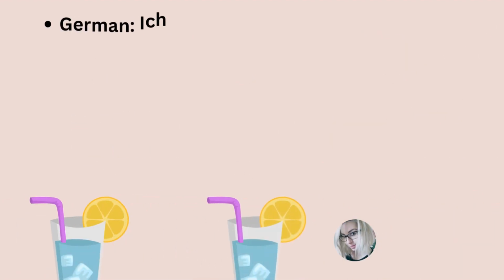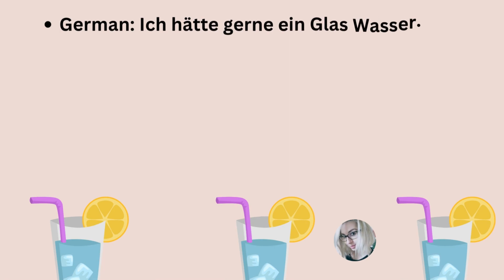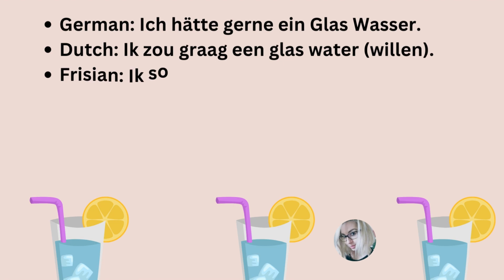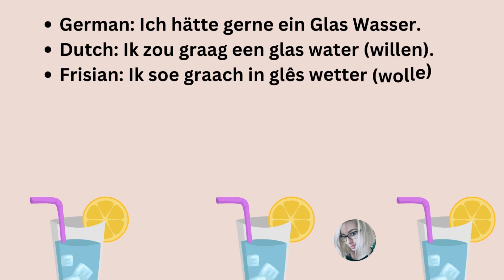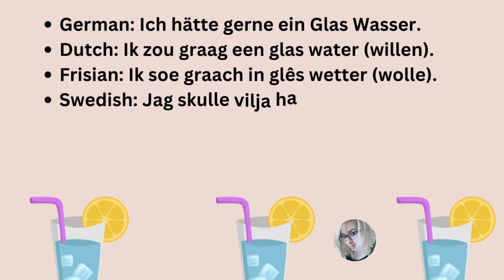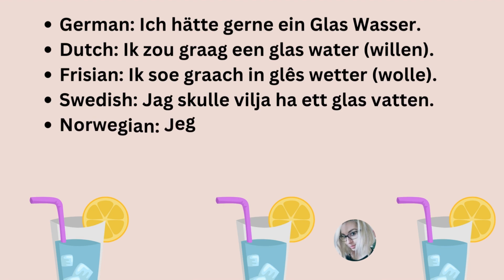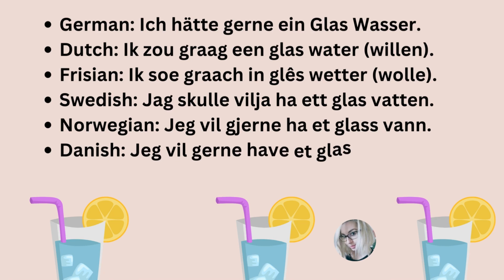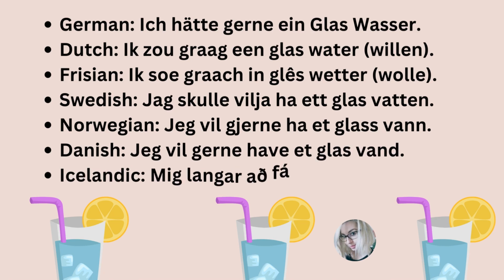I'm going to end this short presentation with a phrase, and this phrase would be, I would like a glass of water. So how do I say I would like a glass of water? Let's look at German first. That would be Ich hätte gerne ein Glas Wasser. In Dutch would be Ik zou graag een glas water willen, with willen at the end, if you want. In Frisian, something similar. Ik zou graag een glas water willen.